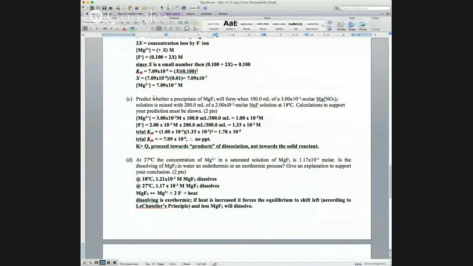So you're predicting if a precipitate will happen if you have 100 milliliters of this concentration of MgNO3 and this volume of the concentration of NaF. Doesn't matter what the temperature is. So you've got things that dissociate. Nitrates and alkali metals dissociate completely. So you're going to have this amount of magnesium and this amount of F, and you are going to have to multiply them together. Fantastic. All right, let's get that bamboo paper going.